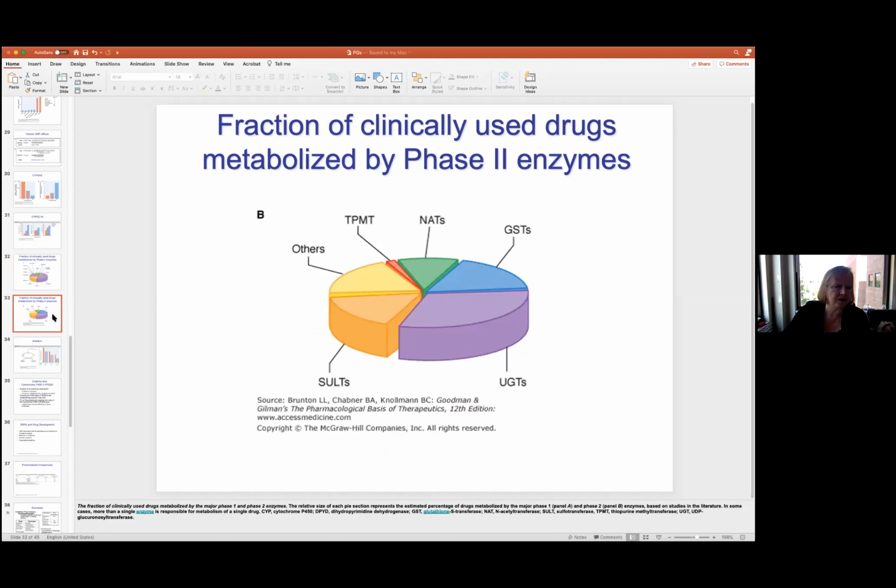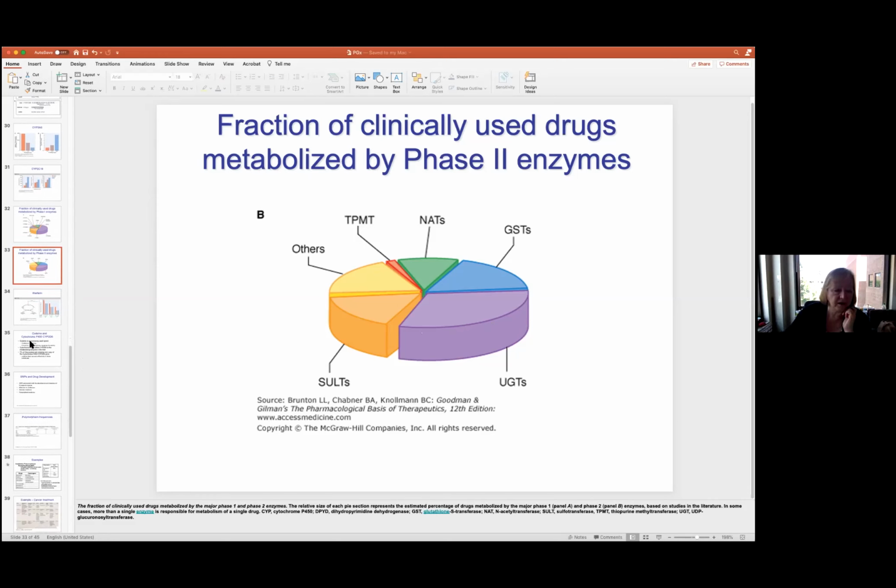So the other one is, if we look at phase 2 enzymes now, it's split up a little bit more easily. Remember we talked about the GSTs, glutathione S-transferases, and the different types, P1, M1, and T1 are all included here. And then the UGTs are also a huge percentage of the enzymes that metabolize those drugs. A lot of them are metabolized mainly by UGTs and GSTs.